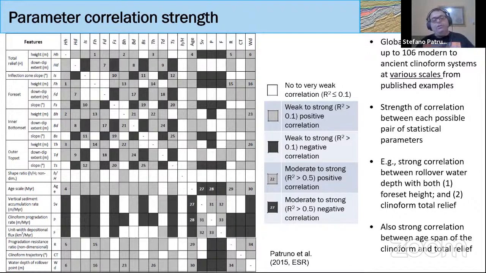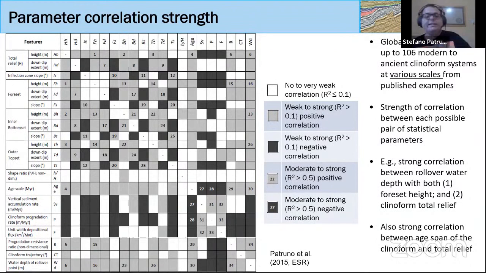Here in these cells, you can see the grayscales represent weak to strong positive correlations with an R square greater than 0.1. The dark ones without numbers represent weak to strong negative correlations, again with R square greater than 0.1. The gray ones with numbers and the black ones with numbers represent moderate to strong positive and negative correlations with an R square greater than 0.5.